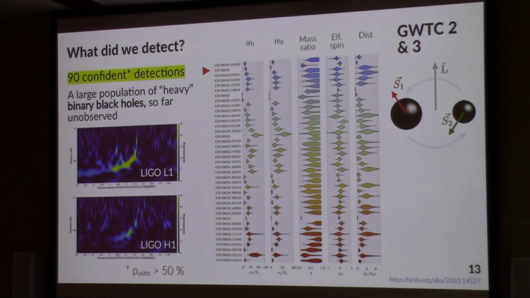Okay, so this is 90 confident detections, all of them associated with merging compact binaries. I think the speaker who came to this conference last year, Keith Rice, gave a highlight of a number of those sources that we've detected. I will only show a few. It's not useful to repeat what Keith did last year.